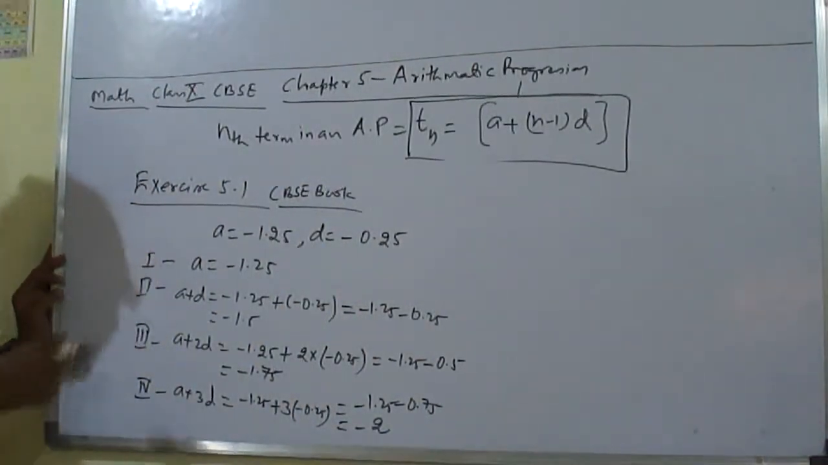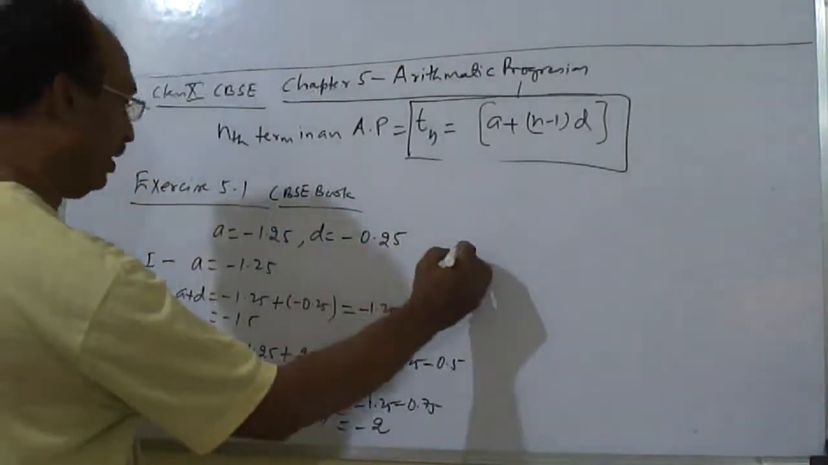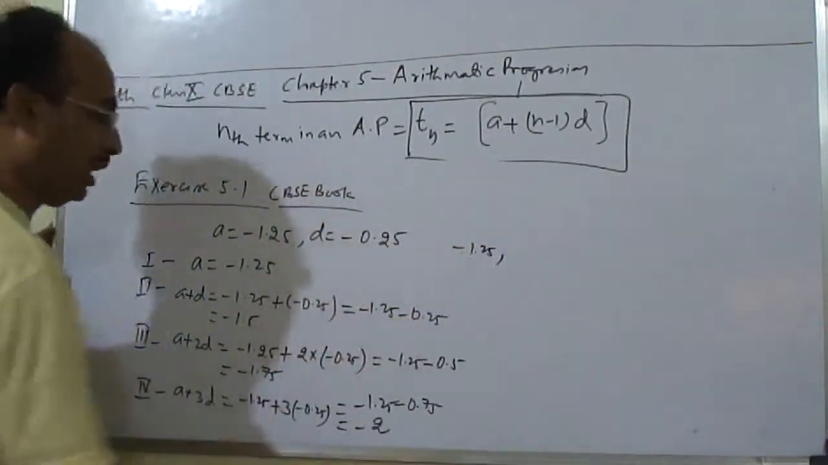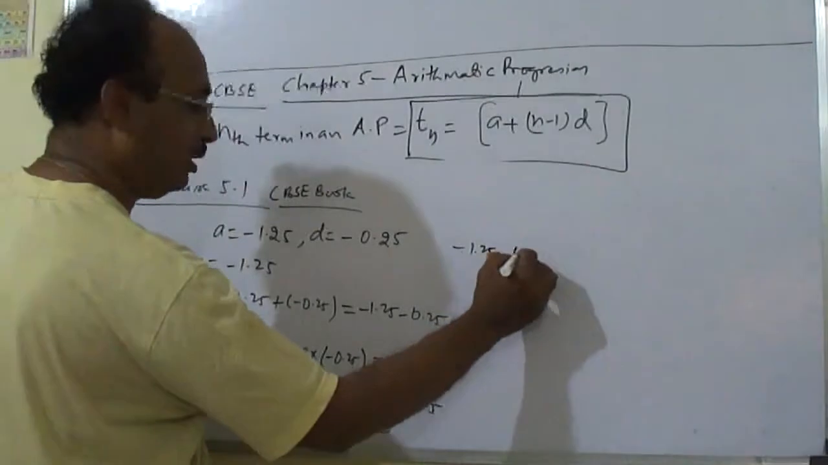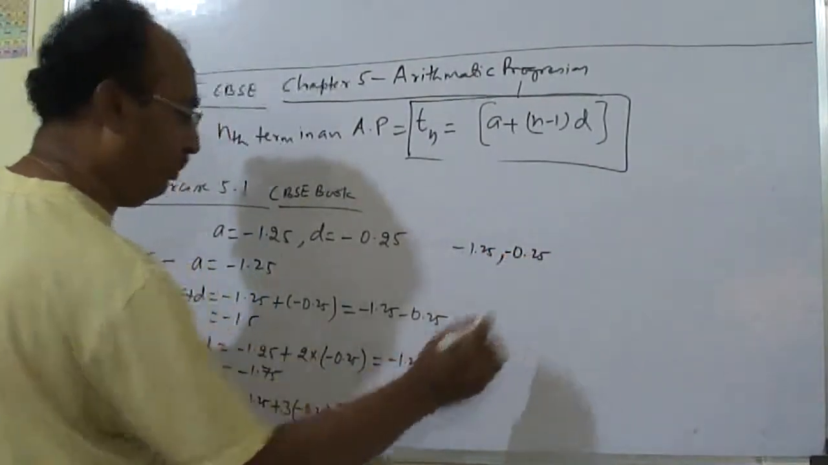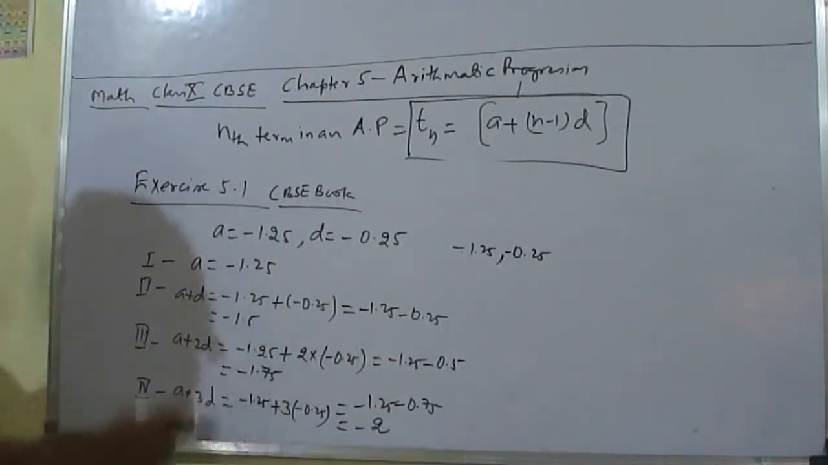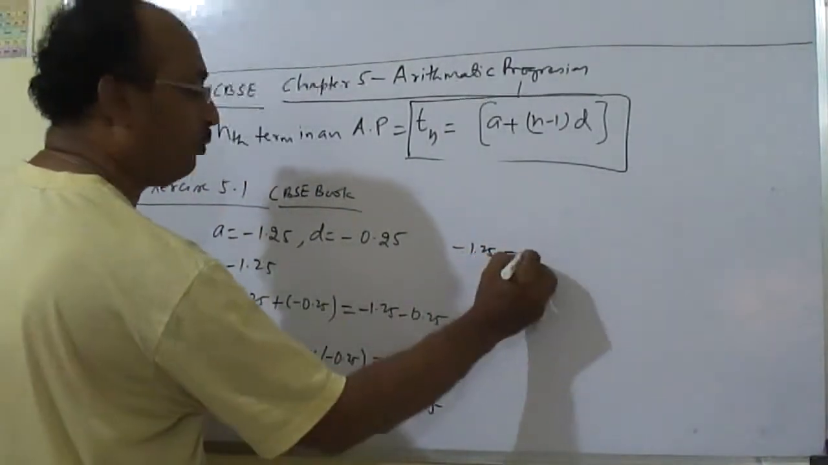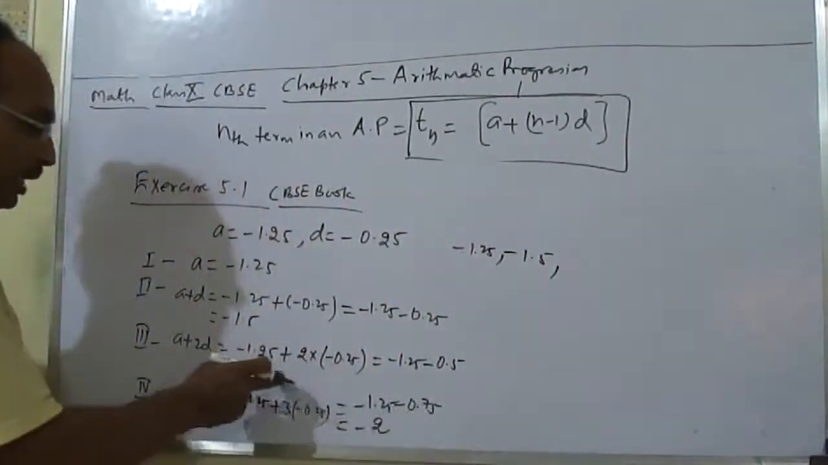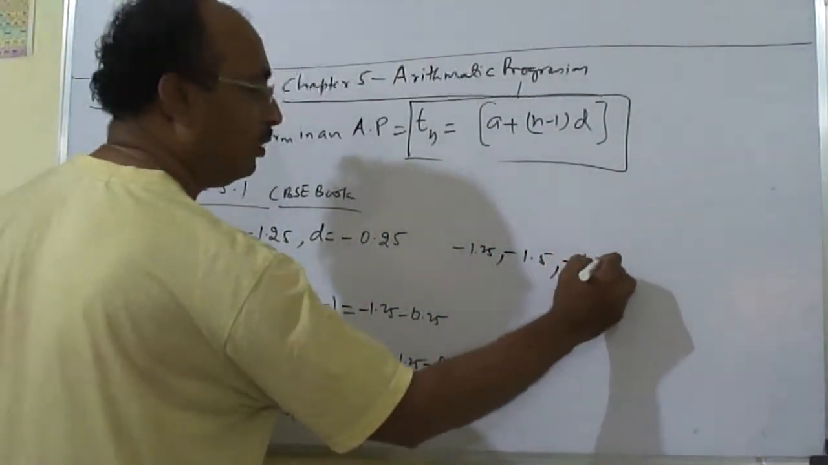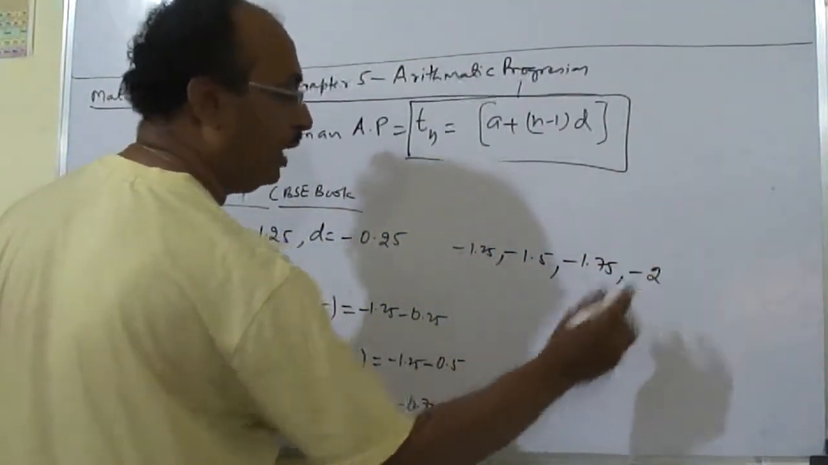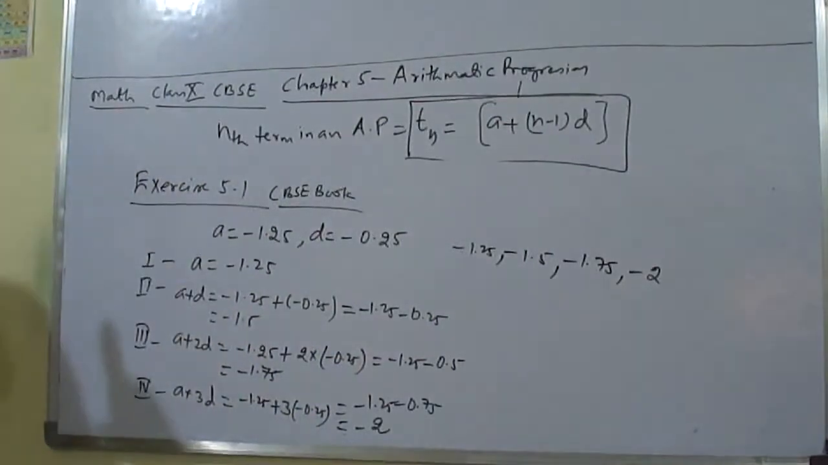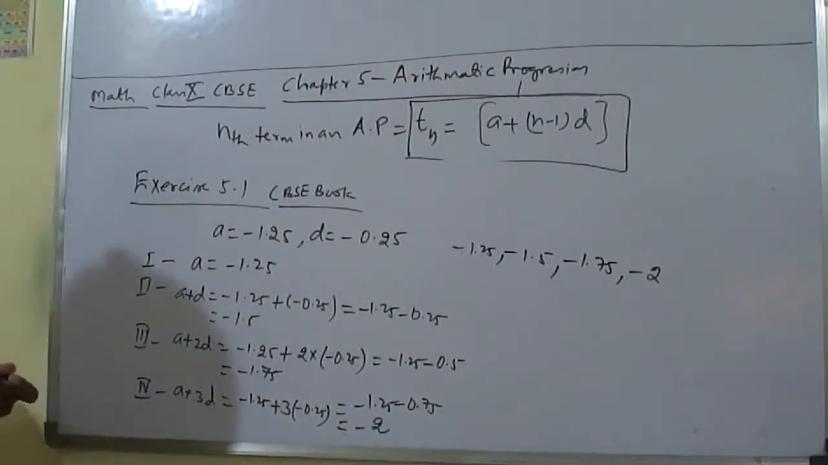So what are the terms? You have got minus 1.25 first term. Second term is minus 1.5. Then third term minus 1.75, and fourth term minus 2. In this way you have to find out all the number of terms.